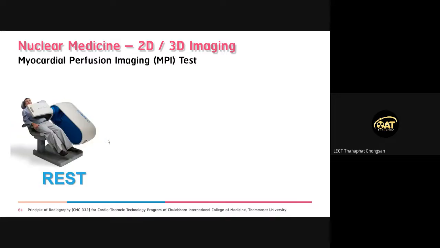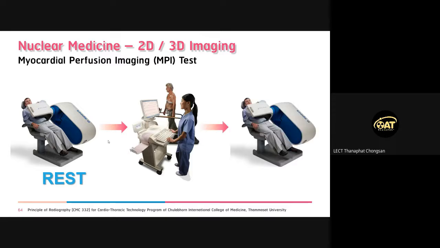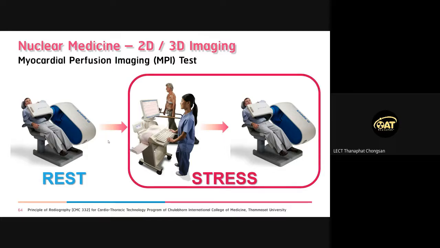Okay. Patient will go through two steps. The first step is the rest state: rest, lying still. The patient will be tested or examined without an active situation. The second step is the stress state: the patient will exercise before the test to activate heart function, to find abnormal signs when the patient's heart works hard. Okay, this is the stress state.